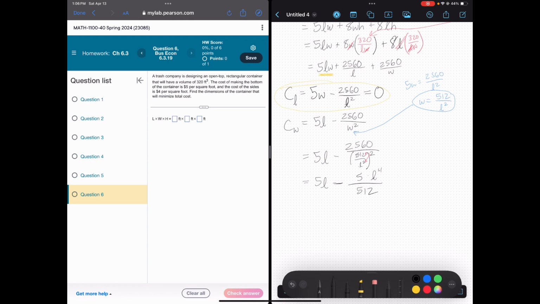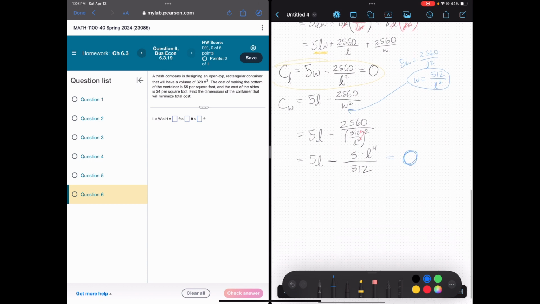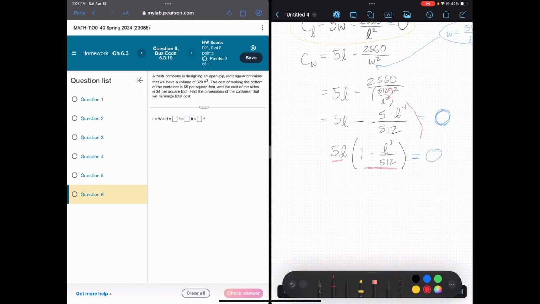Now that it's all in terms of one variable, I can set it equal to 0 and solve and see what I get. Well, I'm going to want to factor this. When I factor this, I can factor out a 5L. Both terms have an L. Both terms have a 5 in the numerator. And I'm left with 1 minus your length cubed over 512. What does this mean? Because I was able to factor it, that means I have 2 possible critical points, one for my first factor and one for my second factor.